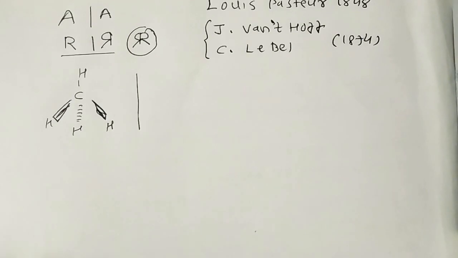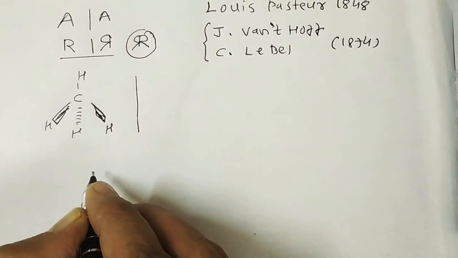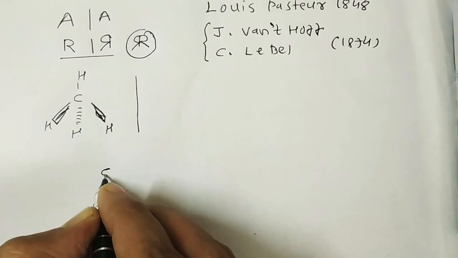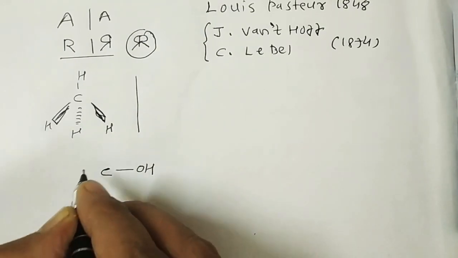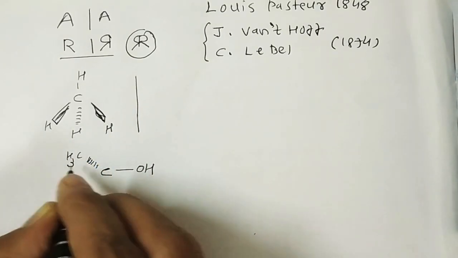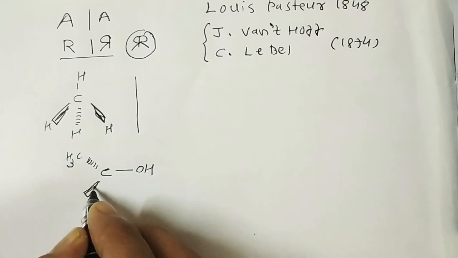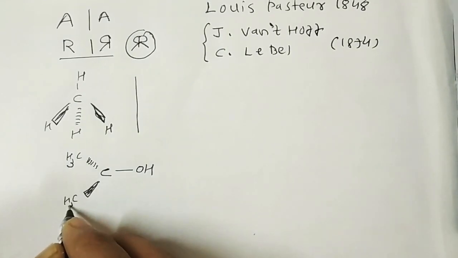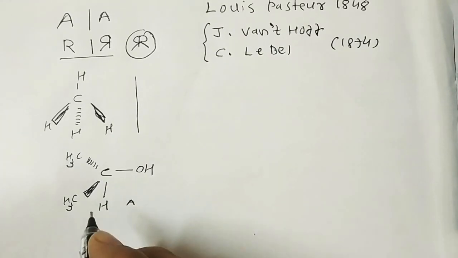Let us consider two different molecules. For example, propan-2-ol. The structure of propan-2-ol is like this: C, once again C, OH, one methyl behind the plane, one methyl above the plane, and hydrogen on the plane. So it's one type of structure, A.